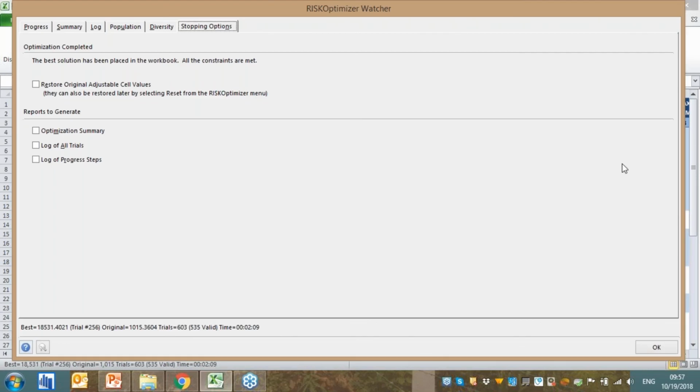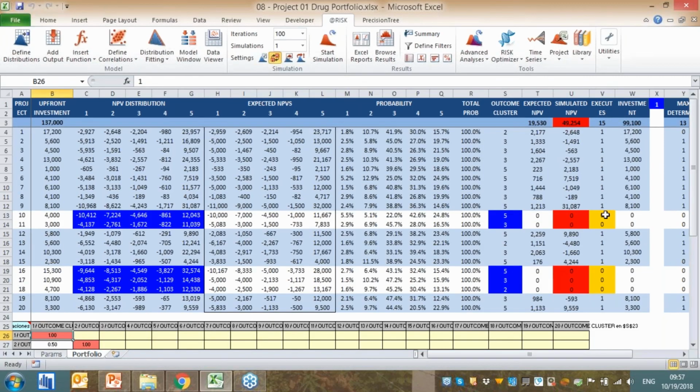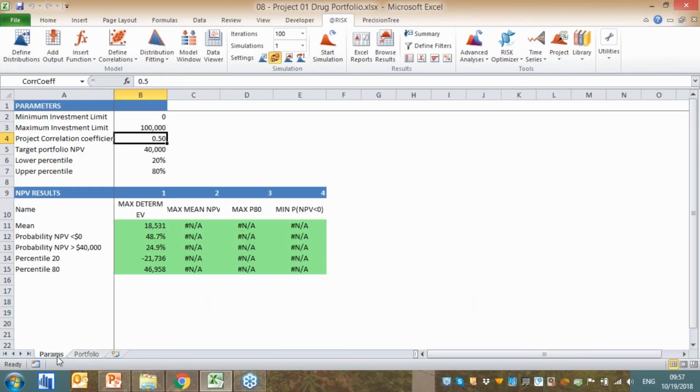I skip this part as well over here. And as you can see, the combination of 15 projects is slightly different over here. So those are the projects that should be avoided in this case when given your combination of your correlation coefficient of 0.50 between your projects.